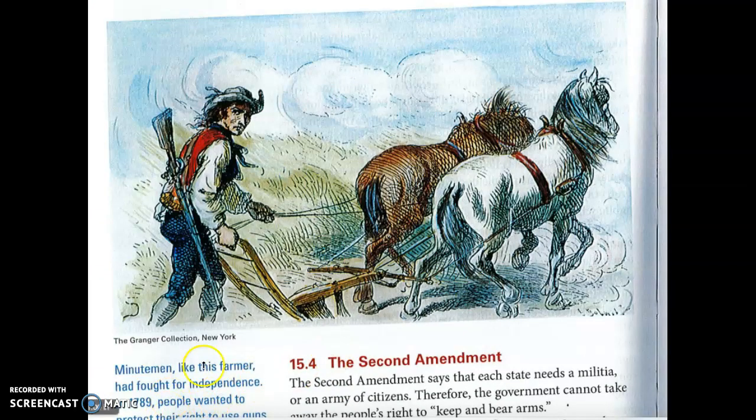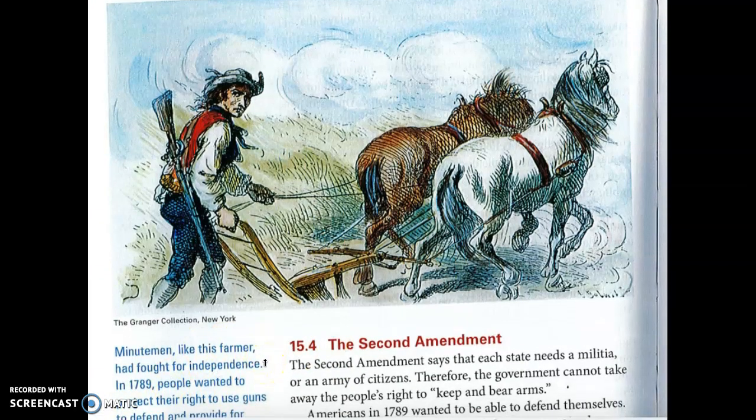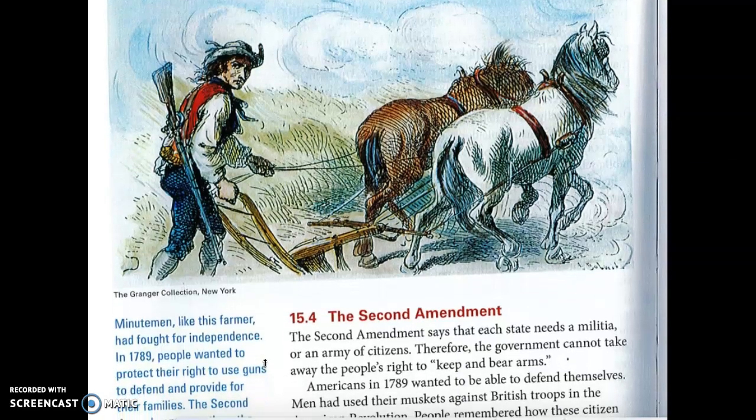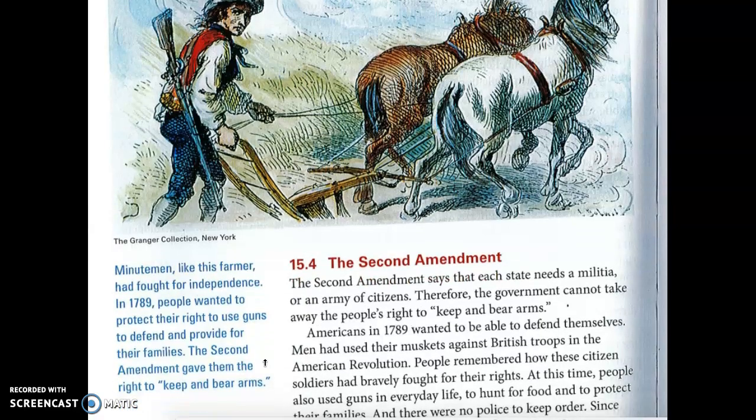Here we have Minutemen, like this farmer. He had fought for independence in 1789. People wanted to protect their rights to use guns to defend themselves and protect their families. The Second Amendment, which we'll read about, gave them the right to keep and bear arms.